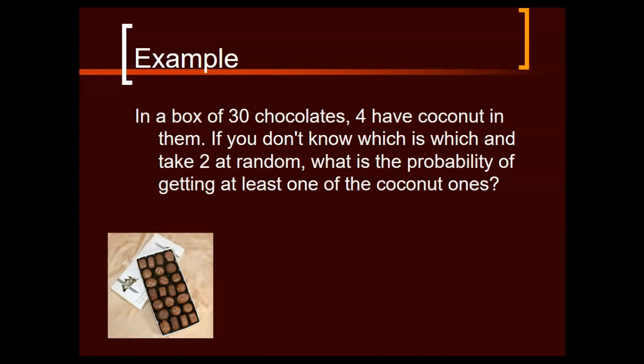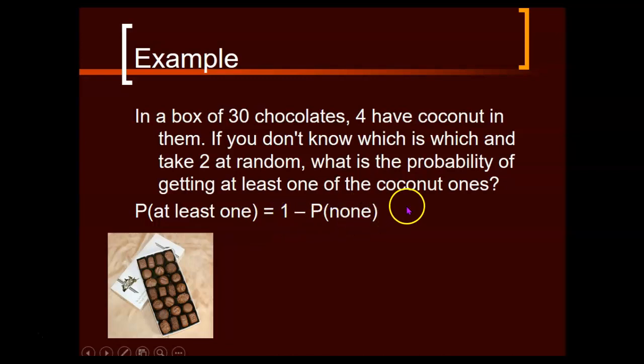In a box of 30 chocolates, 4 have coconut in them. Oh no, we don't want one of those. But if you don't know which is which, and you just take 2 at random, what is the probability of getting at least one of the coconut ones? There's those words, at least one. So we're going to do that by taking 1 minus the probability of getting none of the coconut ones.